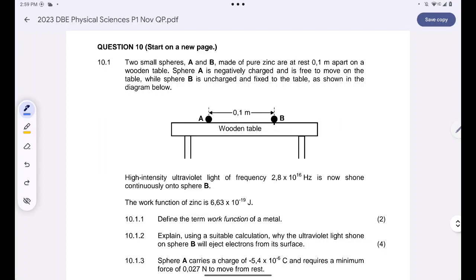Hi everyone, we've reached our final destination. We're making video number 10. That means we're doing question 10 from the November 2023 question paper.